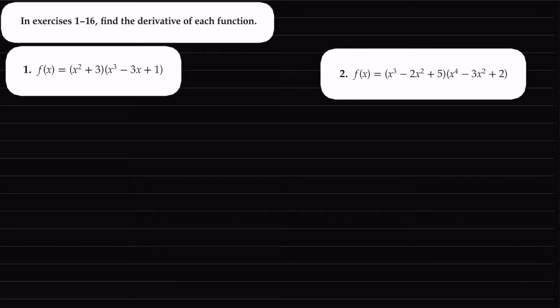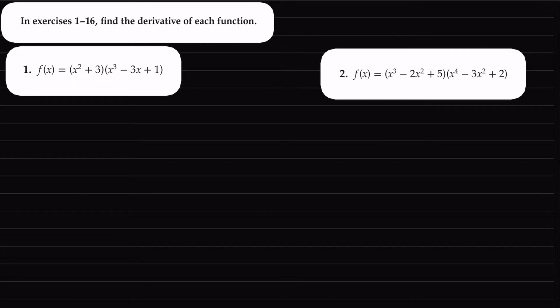So in exercises 1 to 16, find the derivative of each function. So we need to find the derivative of this function. We can do it in several ways. We can simplify it by expanding using the distribution property. We multiply those together and simplify the like terms, then find the derivative. But it is too long a process.